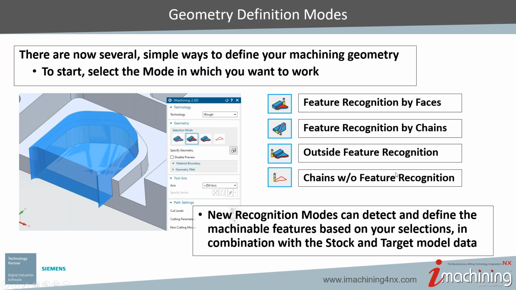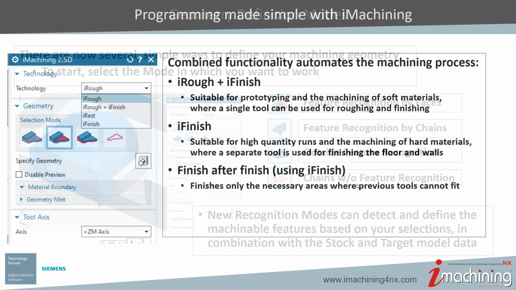So chains without feature recognition is basically what everybody's used in the past. You pick a chain, you mark open edges, open chains, closed chains if they're closed pockets or semi-open pockets. So that is the old standard method, and that exists in there.